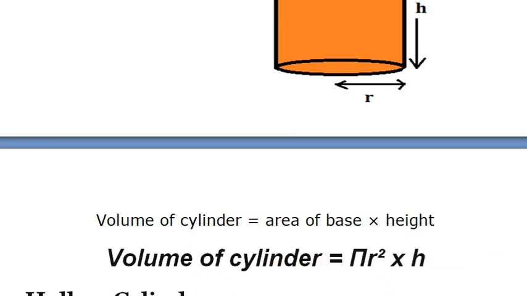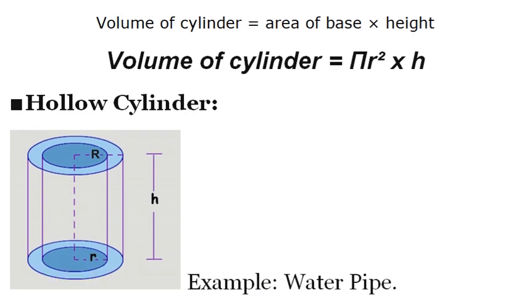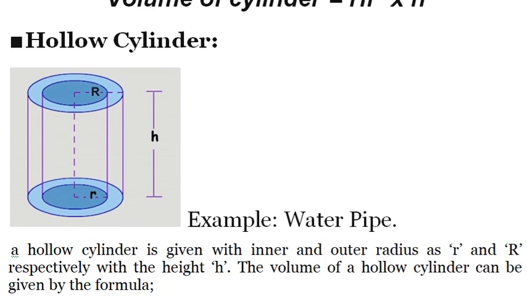Next, I would like to explain one more here. This is a hollow cylinder. For example, a water pipe is one example of a hollow cylinder, and you will also get a thickness for this. This is the thickness of this pipe. Remember that the external radius is always written in capital R, and the internal radius you have to write in small r. All other formulas are similar to the right circular cylinder.